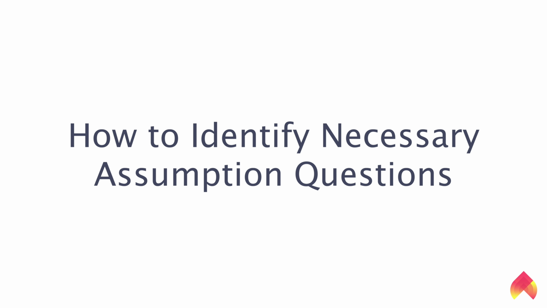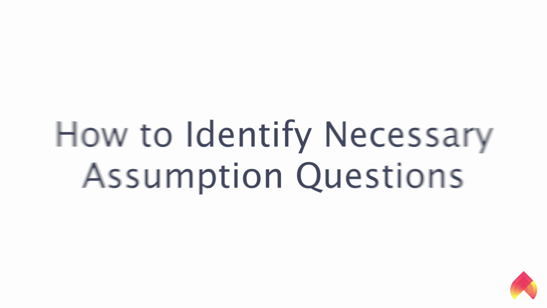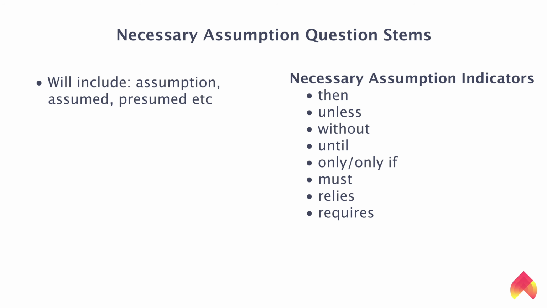Now that we know what an assumption is, let's figure out how to identify them when we're in our logical reasoning section. For this part, the question stems are pretty easy to identify. Most of them will have the word assumption or some variation of it, such as assumed or presumed. And then the other thing we're looking for in these stems are necessary indicators, which you can see off here to the right.